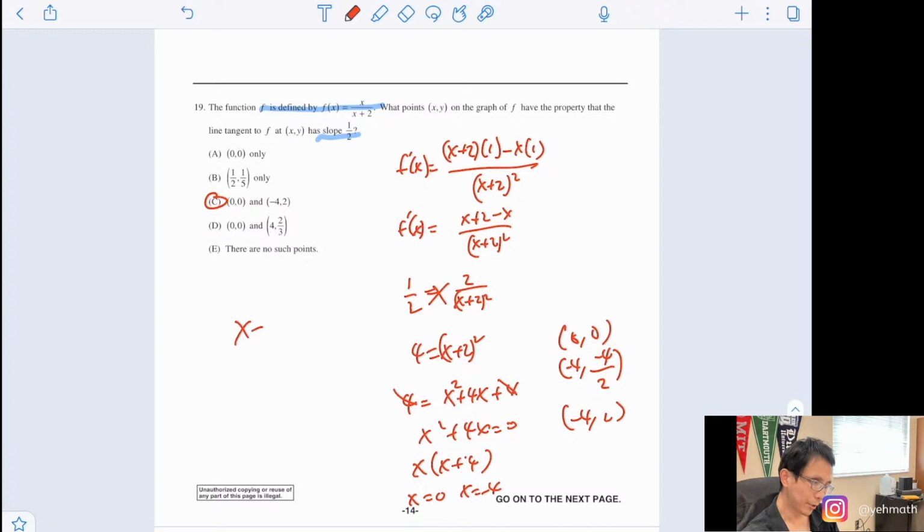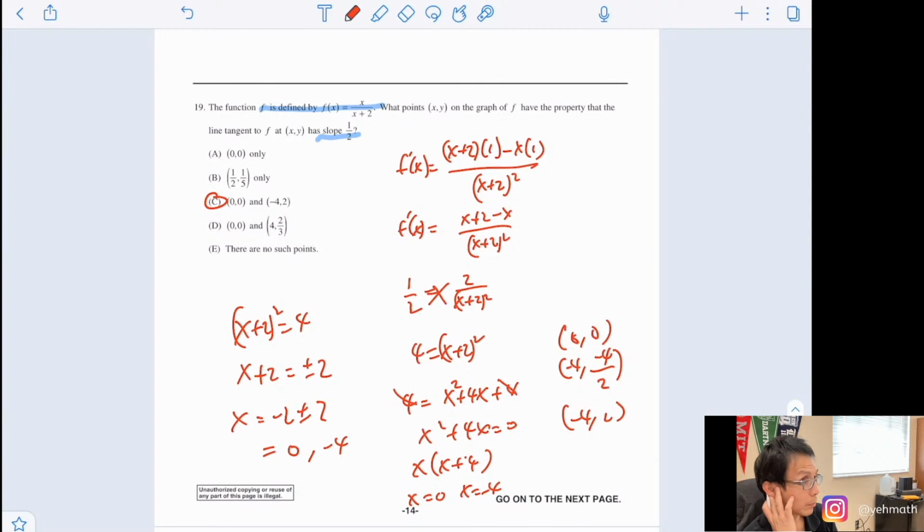Now there's another way, so x plus 2 squared is equal to 4, but this way is very risky because a lot of people cannot perform it correctly because there's a plus minus 2. It's going to be -2 plus minus 2, so it'll be 0 and -4. So when you do it that way, it's more risky because you forgot that when you square root both sides, you get plus minus. Did anybody forget that? You didn't forget it?